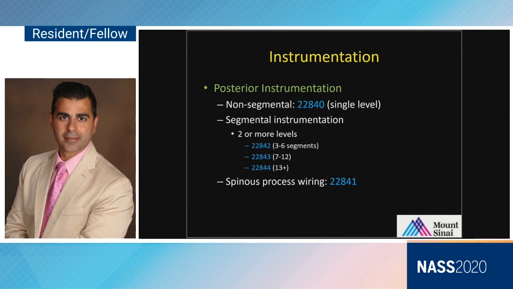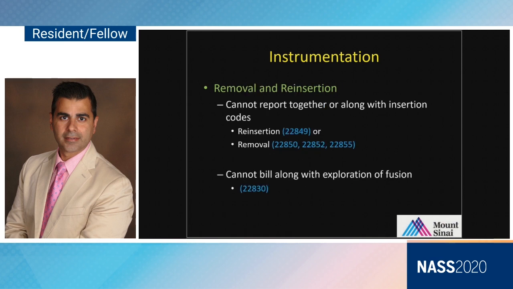Spinous process wiring has a unique code, which sometimes is still utilized in the cervical spine, and that would be 22841. There are unique codes also for removal and reinsertion of instrumentation. However, it's important to know that you cannot code for removal and reinsertion on the same case or same patient. If you're reinserting instrumentation, the code would be 22849.